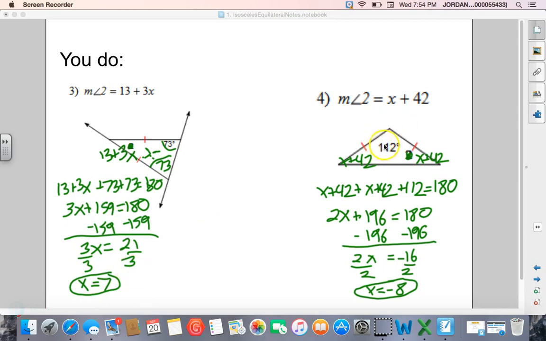On the last one, you've got base angles that are the same. This was angle 2, so we just called it x plus 42 because that's the same as angle 2. And then since these sides are the same, their opposite angles are the same. So this must also be x plus 42. Then we add up all three of the angles. x plus 42 plus x plus 42 plus 112 equals 180. Here we got that. We combine our like terms. x and x make 2x. 42, 42, and 112 make 196. And we minus 196, get negative 16. And then divide by 2 on both sides. So x is negative 8.